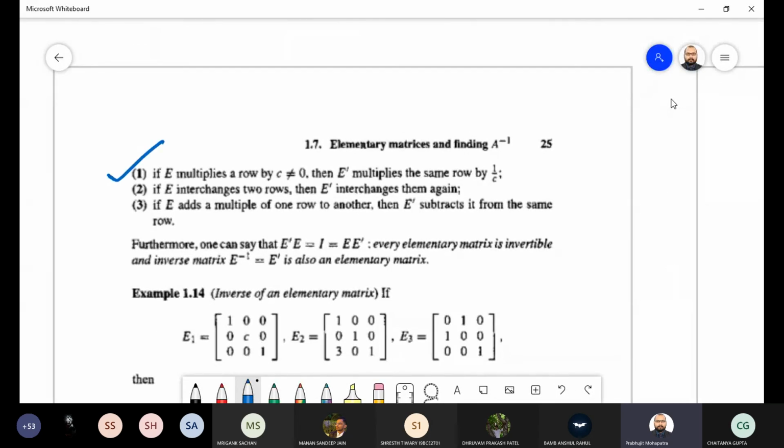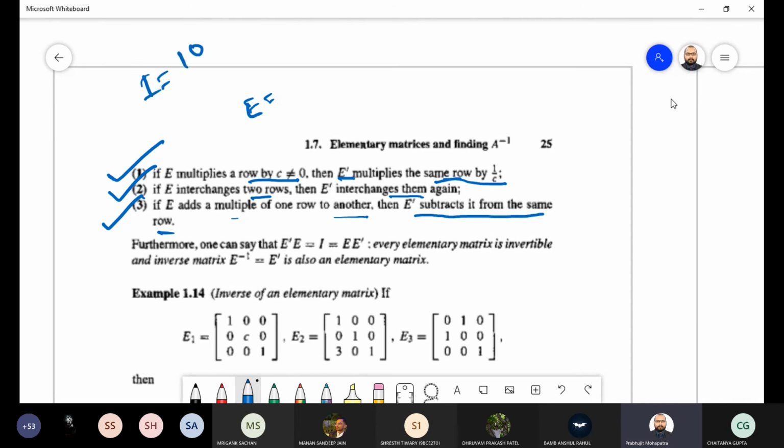So if E is the one action, if you are multiplying any row with constant C, then E dash is the reverse action. What will it do? It will multiply the same row with 1 by C, so that you can get your original matrix. If E interchanges two rows, E dash will interchange them again. And if E adds a multiple of one row to another, E dash subtracts the same from the same row. So if addition is being done, it will do the subtraction.